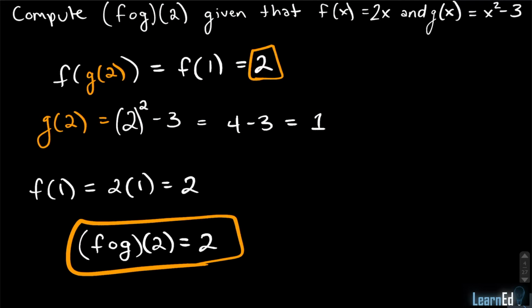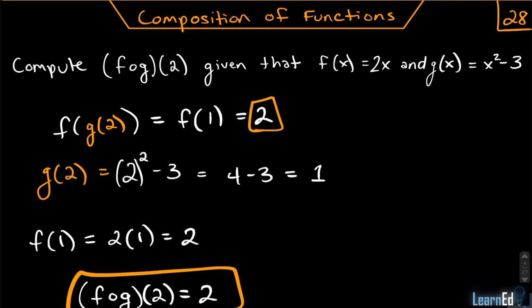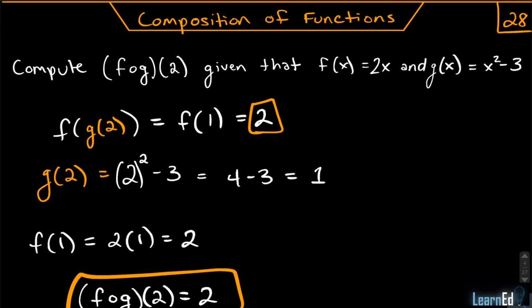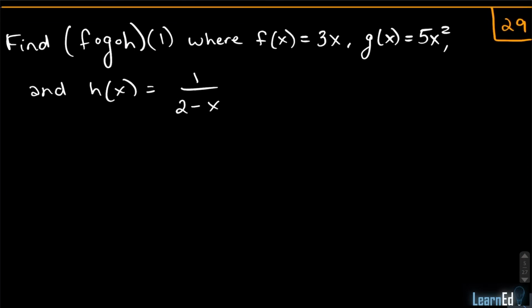So f of g of 2 is 2. All right? So you can write that in multiple ways. You can just circle the answer, or maybe your professor or instructor has a preference. Okay? So problem 28 is complete.